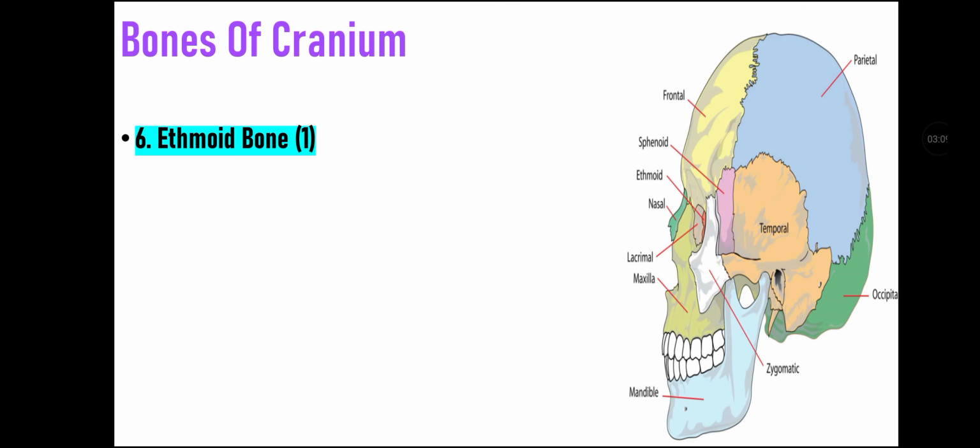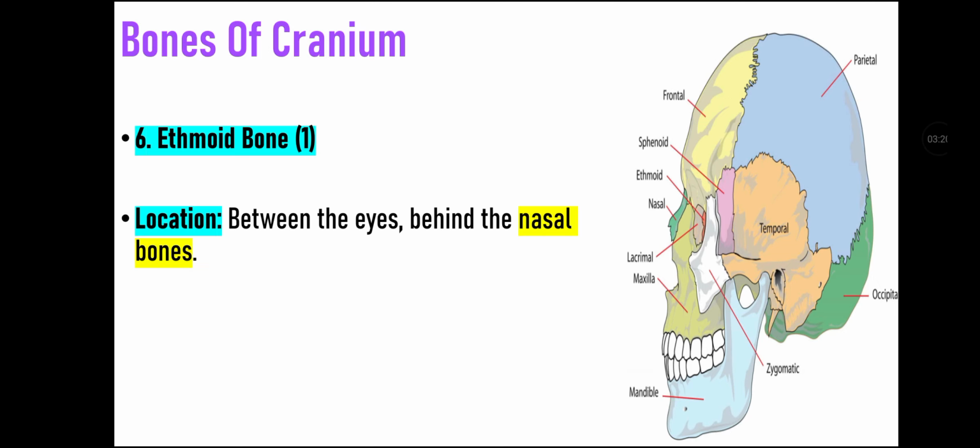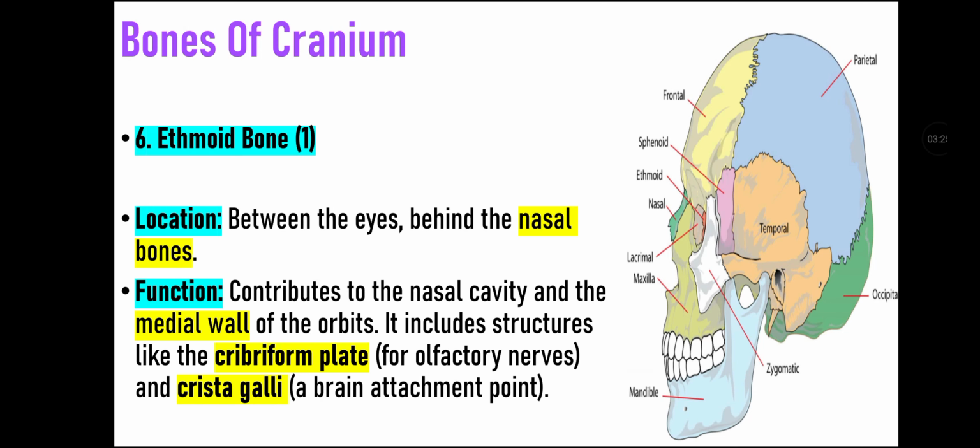Next bone of cranium we have is ethmoid bone, that is unpaired bone. That means there will be one ethmoid bone in every skull. As you can see in the diagram, the red color bone is ethmoid bone. Location: it is located between the eyes behind the nasal bones. Function: it contributes to the nasal cavity and medial wall of orbit. It includes structure like cribriform plate, that is for olfactory nerve, and crista galli, that is a brain attachment point.